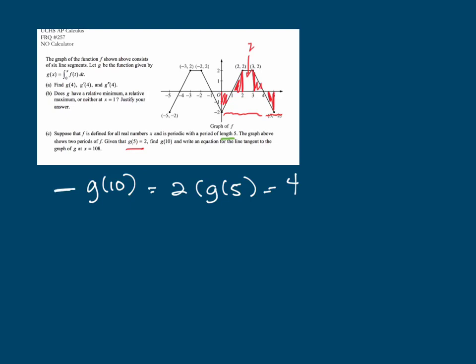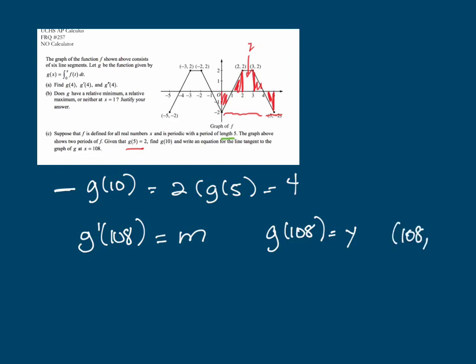Now it says write an equation for the line tangent to the graph at x equals 108. Oh my gosh, so we want g prime at 108. And we need the y, so that's the slope, and g of 108 would be the y coordinate. So we have a point 108 and then g of 108. So there's your point, and here's your slope. So, okay, first let's go with g of 108.